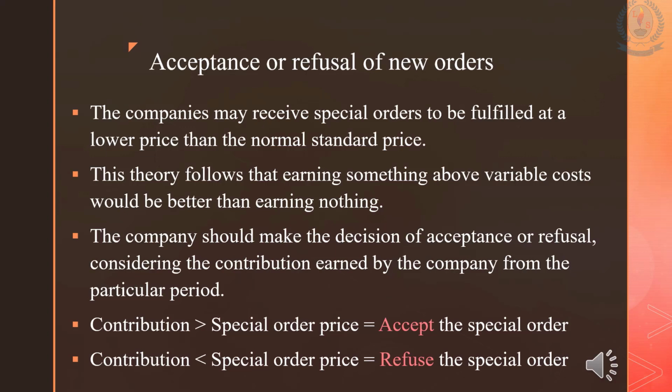This method of pricing special orders, in which price is set below the normal price but the sale still generates some contribution per unit, is called the contribution approach to special order pricing. The idea is that it is better to receive something above variable costs than receiving nothing at all.